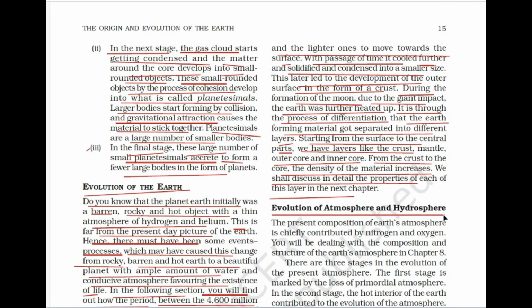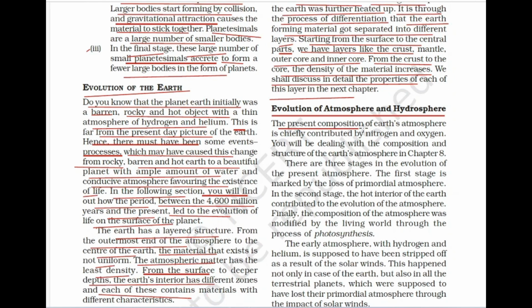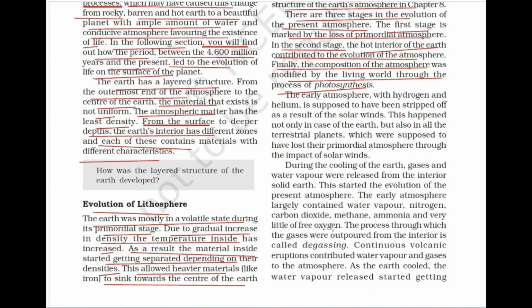Evolution of atmosphere and hydrosphere. The present composition of Earth's atmosphere is chiefly contributed by nitrogen and oxygen. You will be dealing with the composition and structure of the Earth's atmosphere in chapter 8. There are three stages in the evolution of the present atmosphere. The first stage is marked by the loss of the primordial atmosphere. In the second stage, the hot interior of the Earth contributed to the evolution of the atmosphere. Finally, the composition of the atmosphere was modified by the living world through the process of photosynthesis.